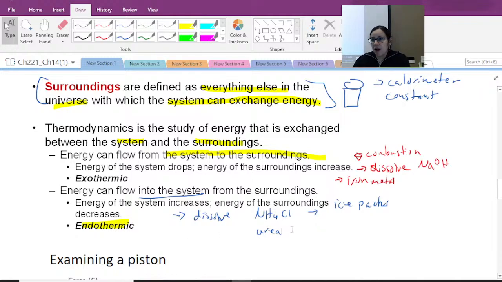Other endothermic reactions? Is either fission or fusion one of the endothermic reactions? Yeah, that's what I would assume. And I see in the chat, photosynthesis, so that would be endothermic. That's a good one.